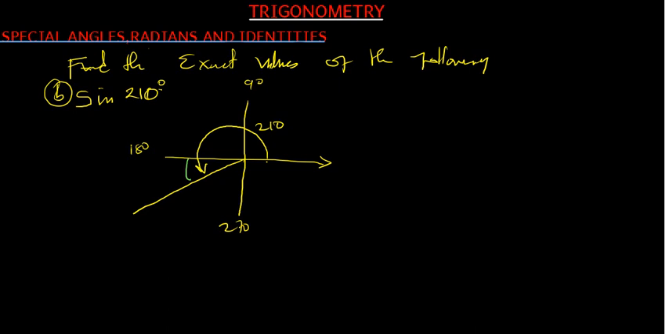From 210 we're going to remove 180. So what we are saying is 210 minus 180. This is going to give us 30 degrees. So that means this angle which we have here is 30 degrees. Okay. So after finding that, we're going to get our ratio.